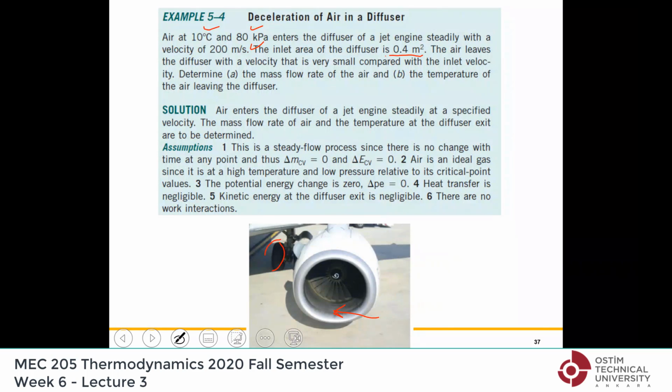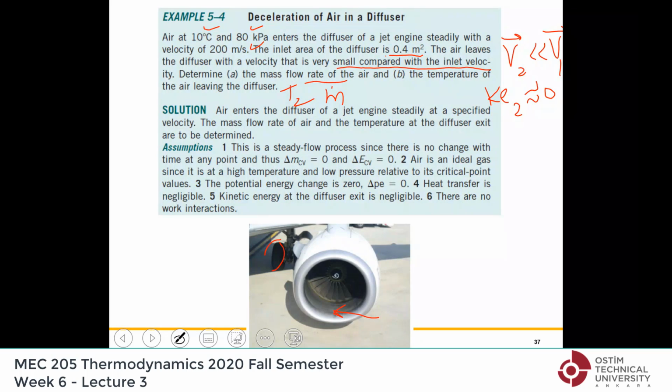The air leaves the diffuser with a velocity that is small compared to the inlet velocity. It means velocity 2 is much smaller than velocity 1, which means kinetic energy 2 can be neglected. But 1 is a large velocity, it cannot. We need to determine the mass flow rate of air, m dot, and the temperature of air leaving the diffuser, T2.